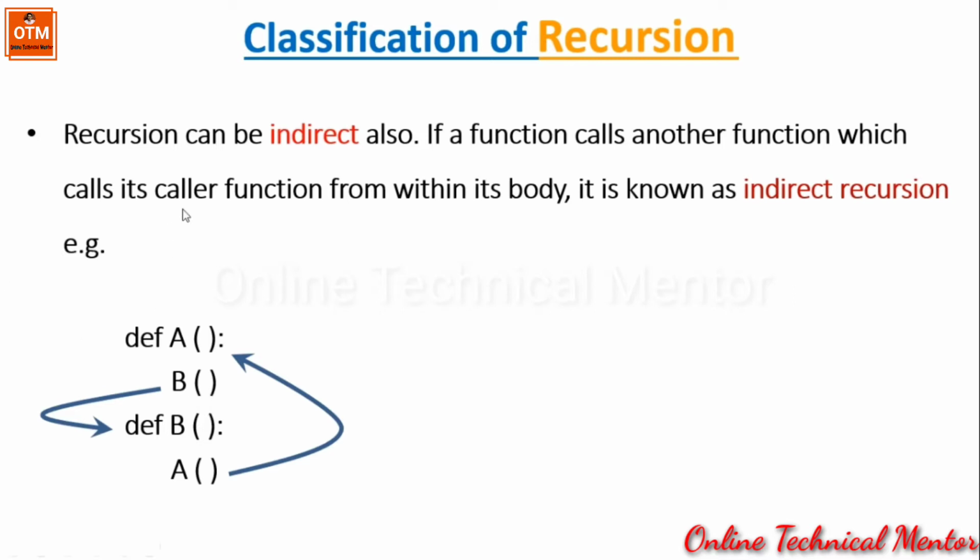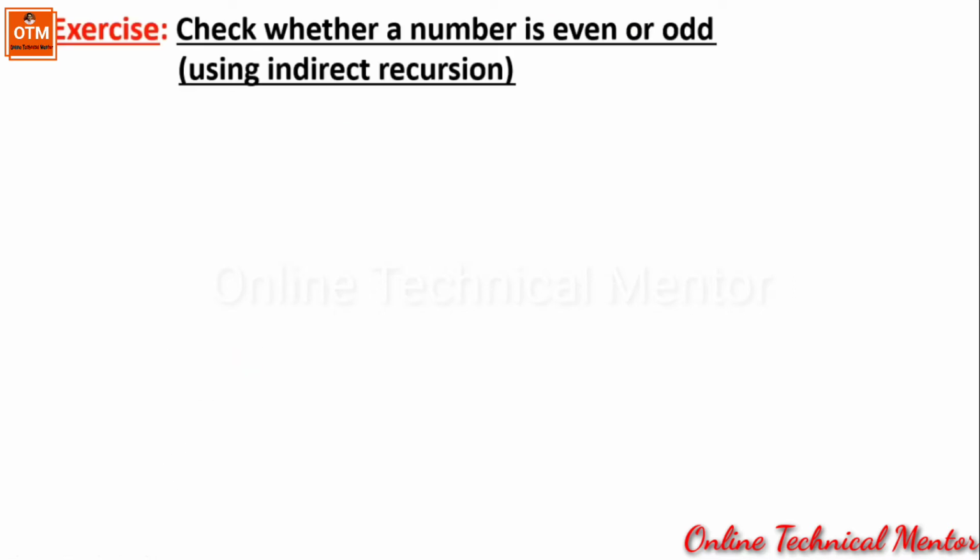So again, I am repeating the definition. If a function calls another function which calls its caller function from within its body, it is known as indirect recursion. So when a is calling b, b is again calling its caller function, that is a. Let me show you an example by writing a program. Let us take this exercise: check whether a number is even or odd using indirect recursion.